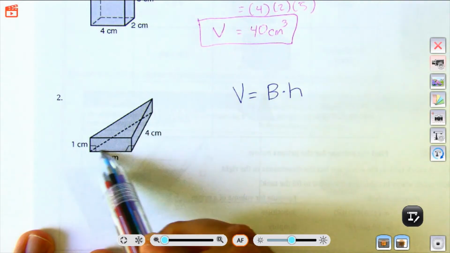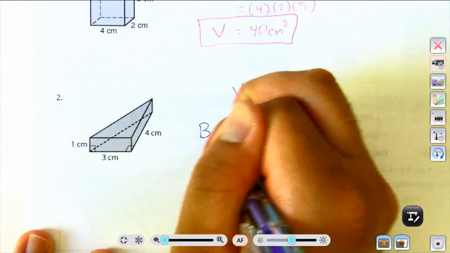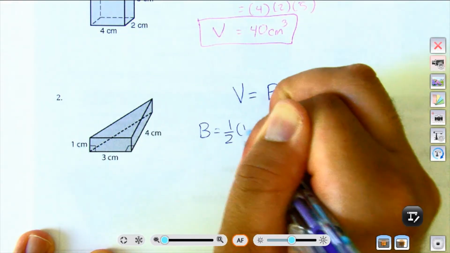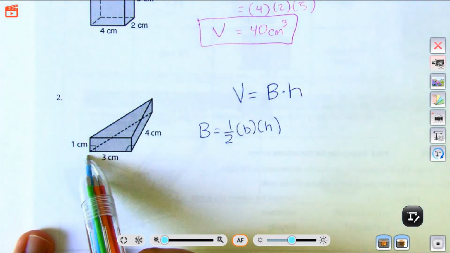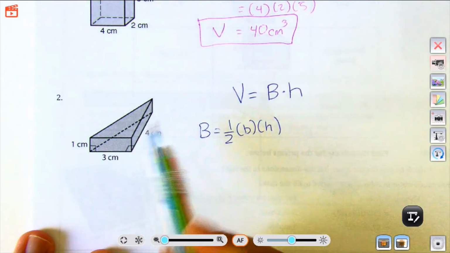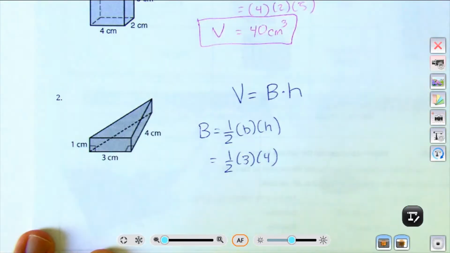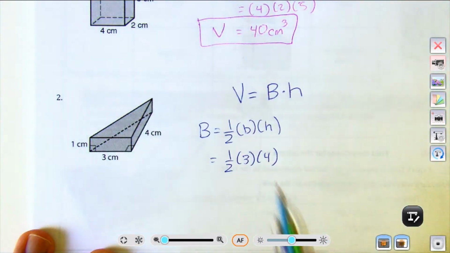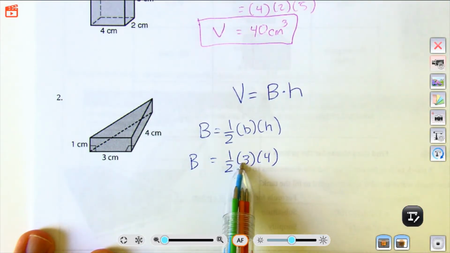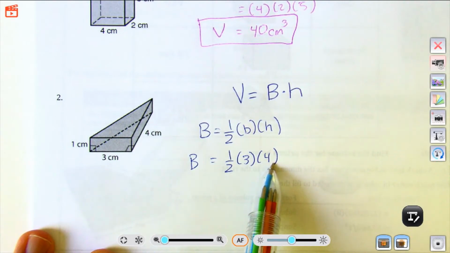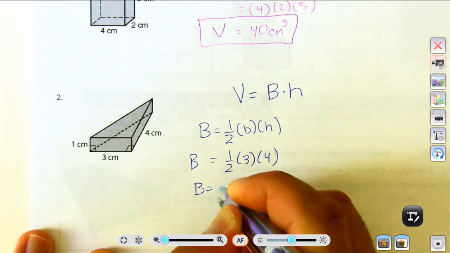Well, we're going to say that the base is equal to 1/2 the base of the triangle times the height of the triangle. So the base of the triangle is 3, the height of the triangle is 4. So this is 1/2 times 3 times 4. Now 1 times 3 is 3. 3 times 4 is 12. And 12 divided by 2 is 6. So the base is equal to 6 centimeters squared.